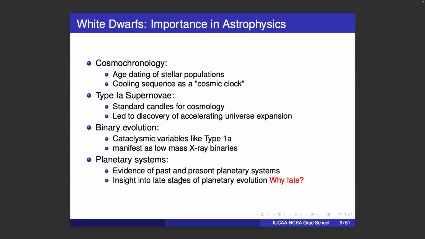Binary evolution. So one can study binary evolution. These kinds of variables are known as cataclysmic variables. Any variable star that ends up in a big explosion is called a cataclysmic variable. And the most common type of cataclysmic variable is the type 1a. They might also manifest as X-ray binaries. Okay, low mass X-ray binaries in general.